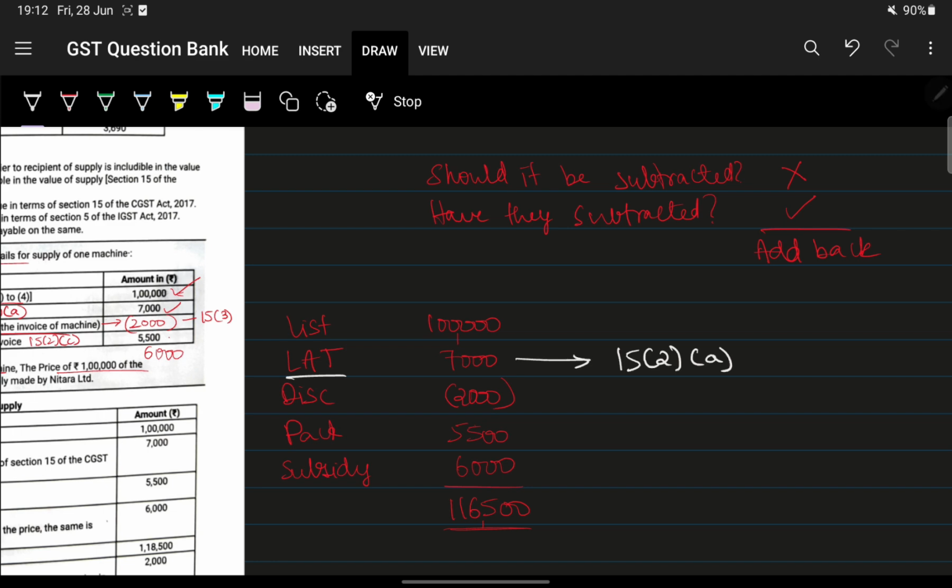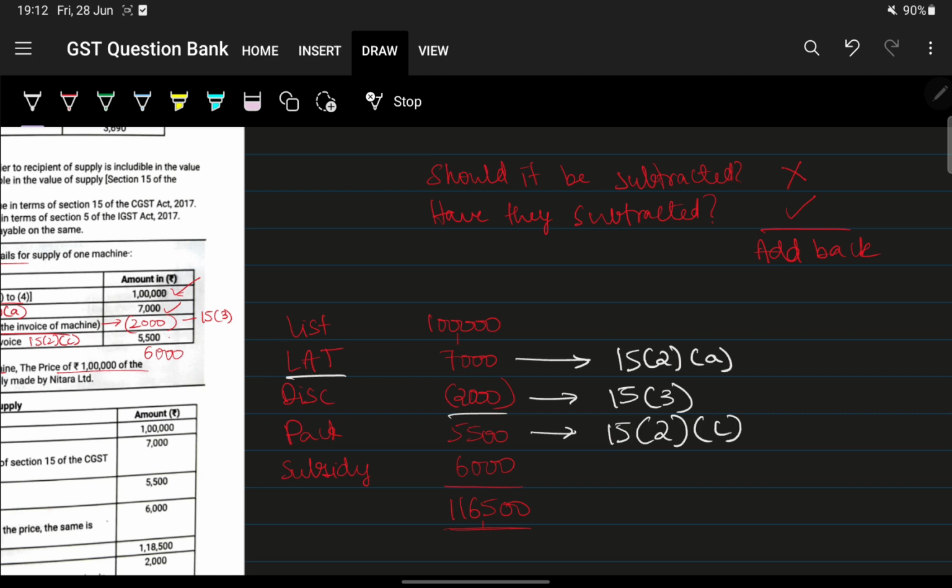Next, any discount is to be excluded from value of supply if it is given pre-supply, meaning other than post-supply. Pre-supply discounts are allowed. So if it is given before or at the time of supply, then it is to be excluded from the value of supply. This packing expenses is an incidental expense. What do you see? Incidental expenses. Section 15 subsection 2 clause C.